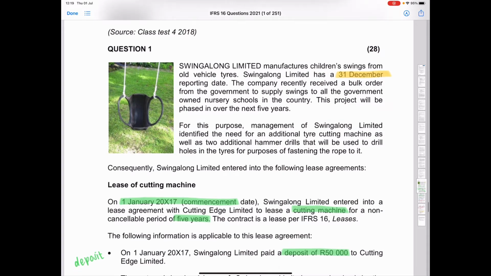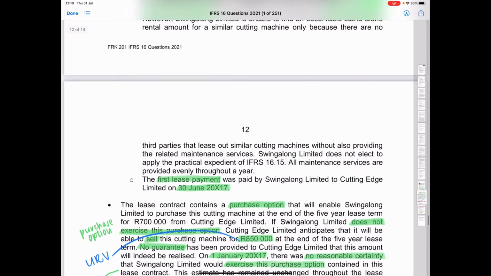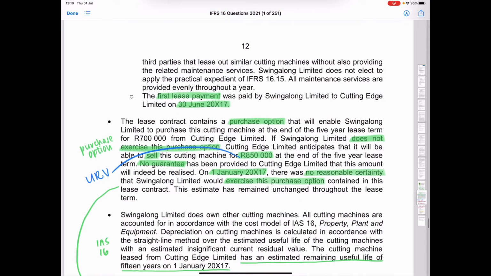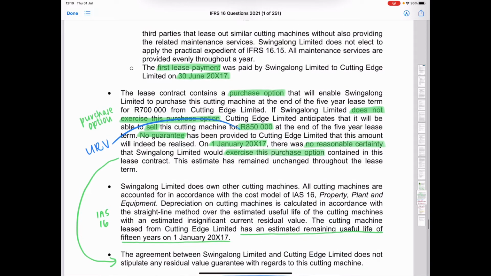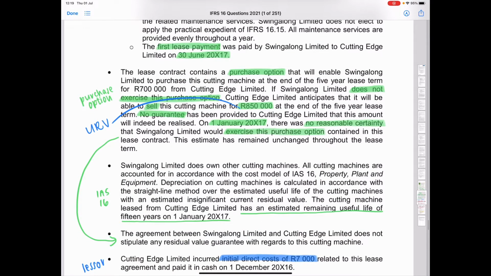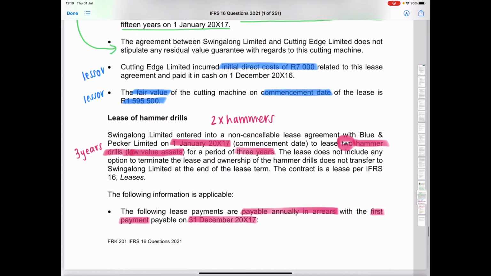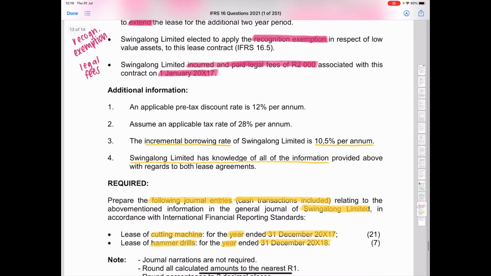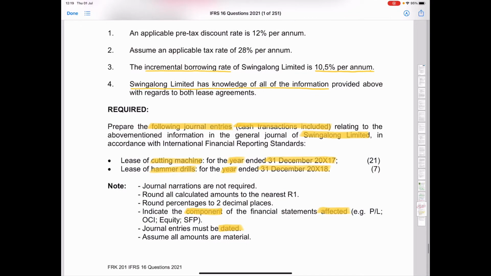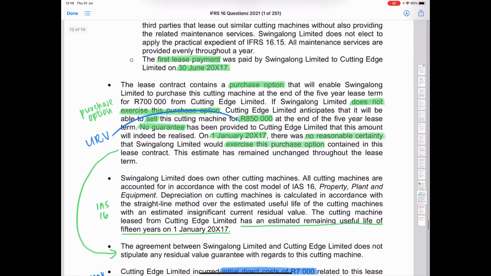So, as I've said, my highlighting looks as follows. I used green for the lease of the cutting machine. Okay, I only highlighted the important information. Then I used blue to indicate things that specifically relate to the lessor so that I don't get confused between the amounts of the lessee and the lessor, because those that I get for the lessor is used to calculate the interest rate implicit. Then I used pink for the lease of the hammer drills, okay? And then I used yellow to highlight any other information as well as the required. And at each paragraph, I indicated what the paragraph is about.